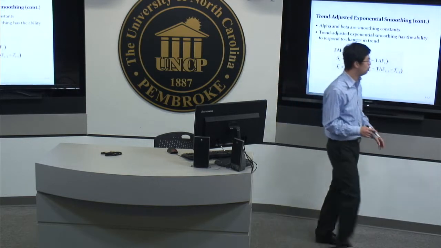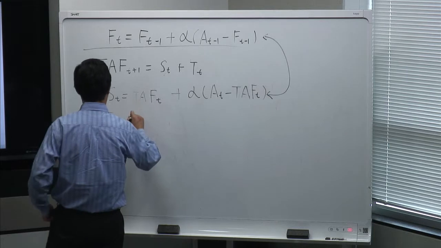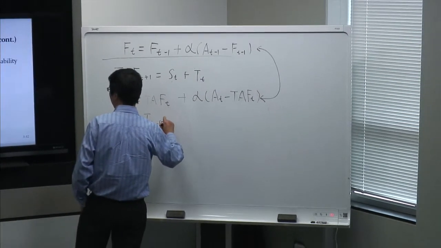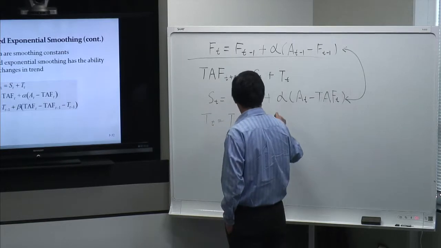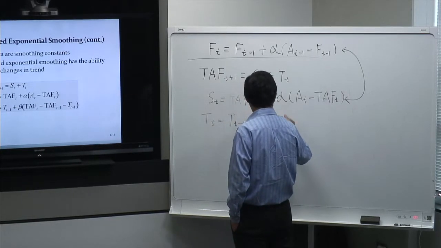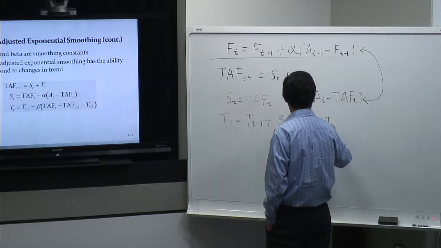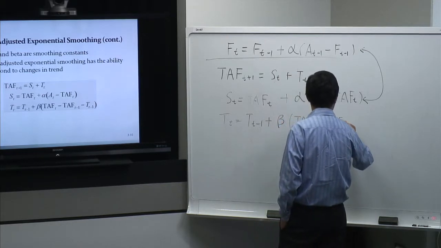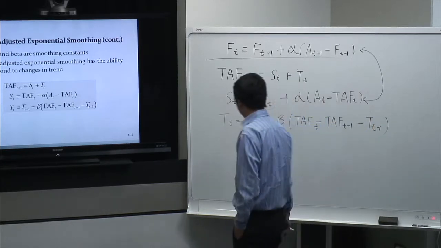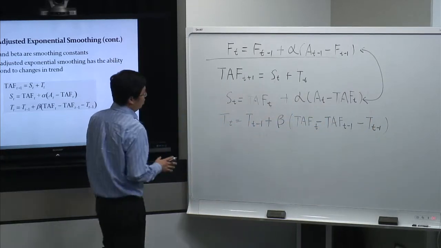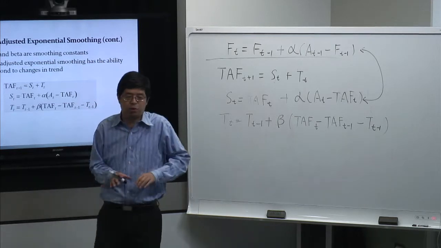That's new for this model, where Tt is equal to Tt minus 1 plus beta, another constant, times (TAFt minus TAFt minus 1 minus Tt minus 1). Let me explain a little bit about why they calculate Tt in that way. Tt is trying to capture a trend.